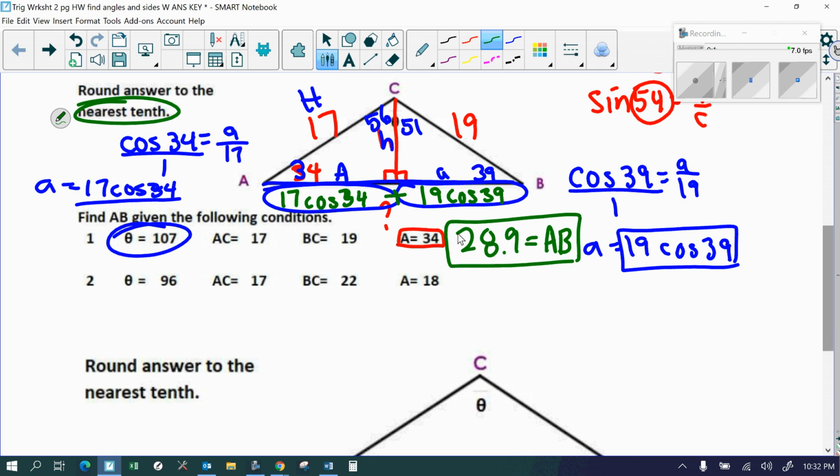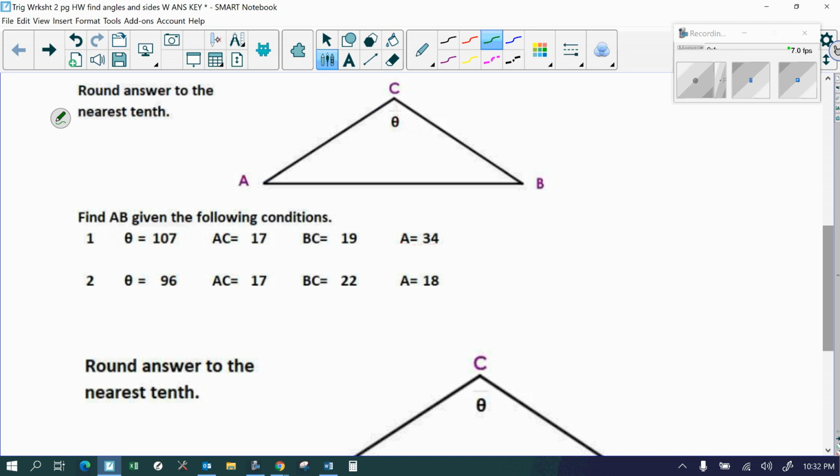Okay, let's do it one more time with the next problem. So this whole theta up here is 96. We know these are right angles right there. Angle A is 18 this time, so 90 minus 18 is 72. 72 from 96 makes it 24 right there. And 90 minus 24 gives me 66 for that one. They tell me AC is 17. It happens to be the same one here. BC this time is 22.